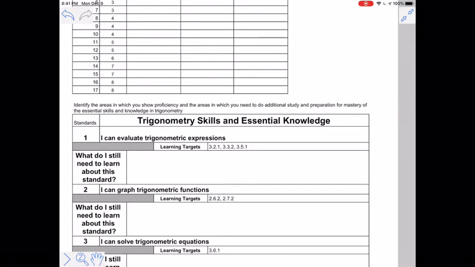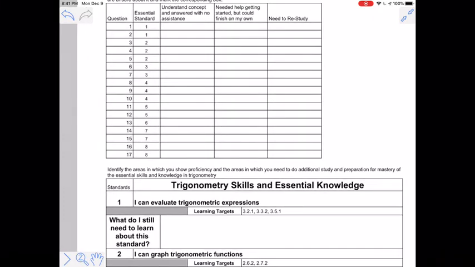Again, with this practice final exam, it says that question 1 is an example of standard 1, which means it could come from any of those learning targets. So go back to your unit overview, look at your homework, look at past tests that had those same learning targets, and see what types of different questions there were for each one, just to make sure you're fully prepared.